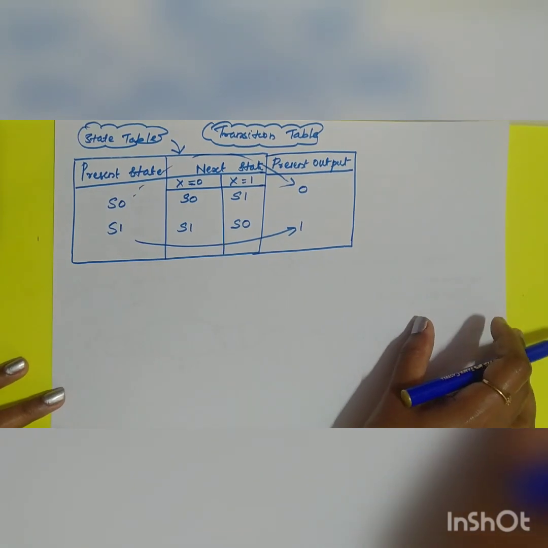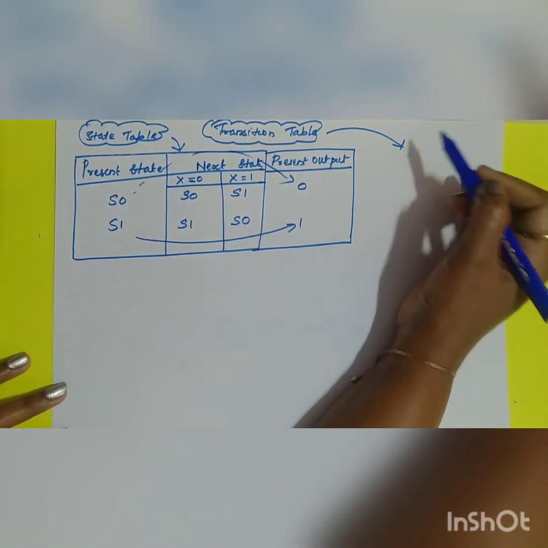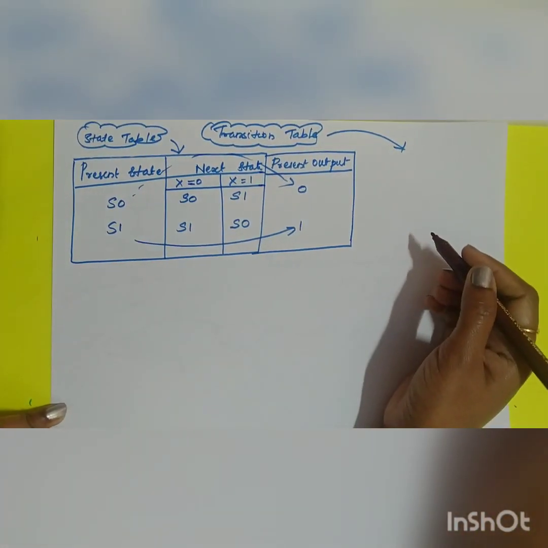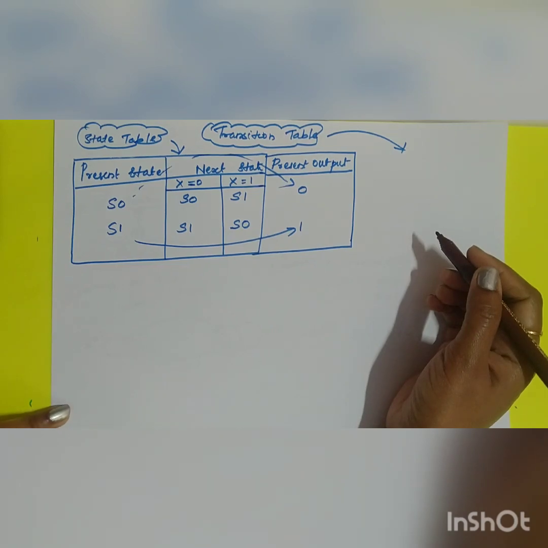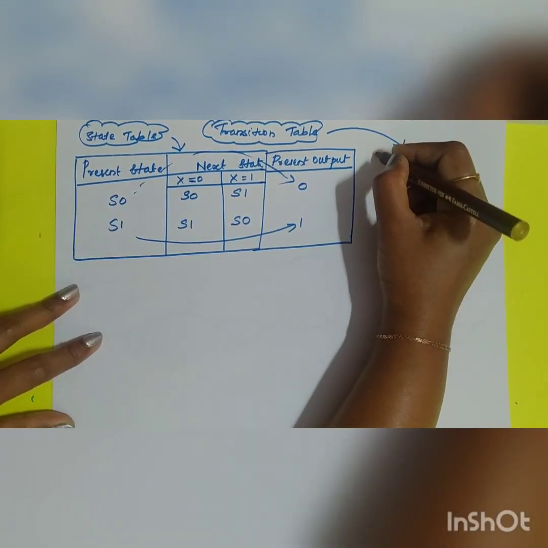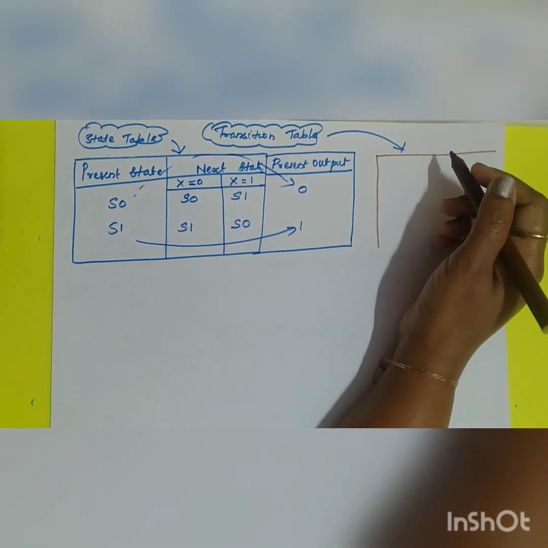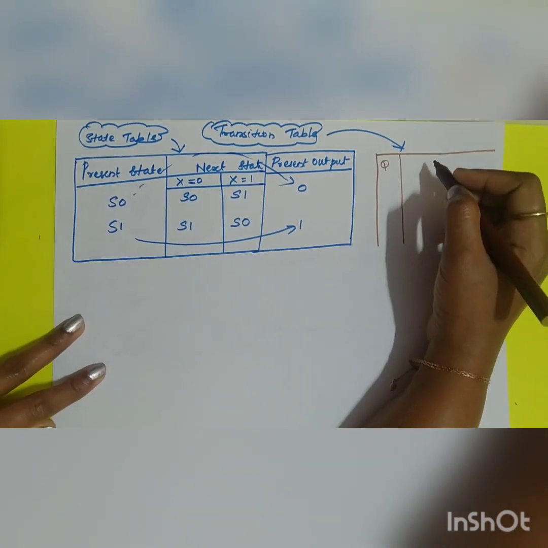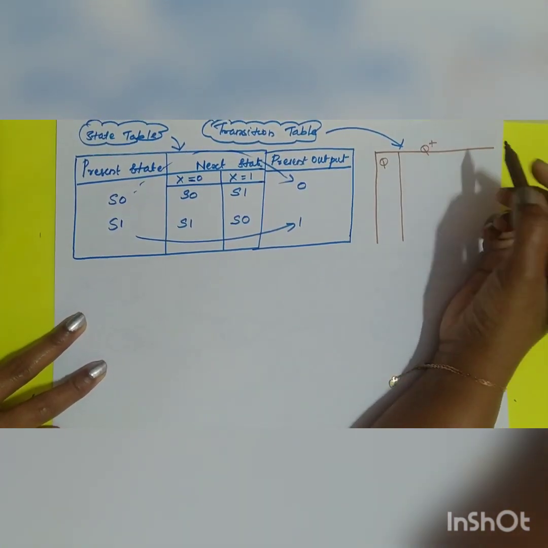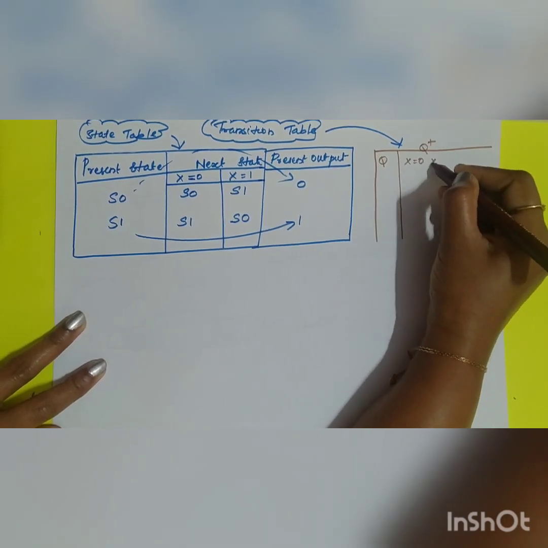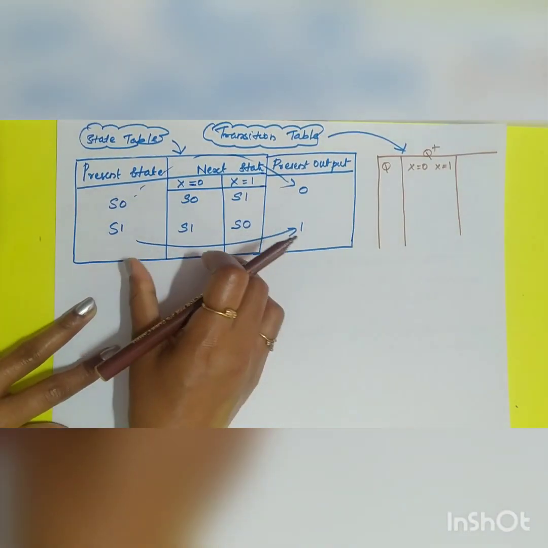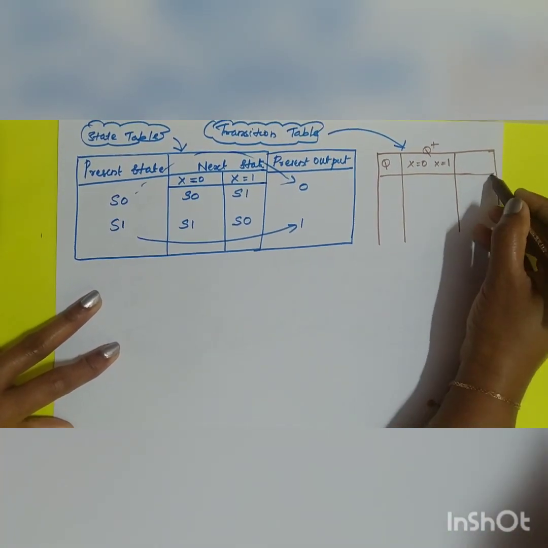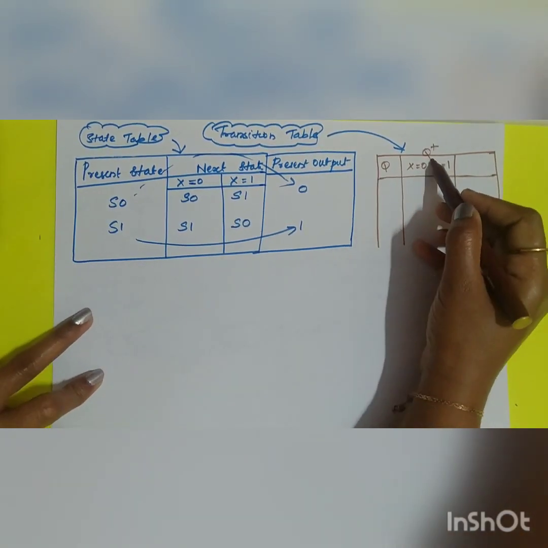Now what about your transition table? Let me take another color. The transition table gives the next state of the flip-flop as a function of its present state and the circuit inputs. So what table components do you have? One will be your present state. Depending on your present state, this will be your next state, Q plus, depending on your input x equal to 0 and x equal to 1. The same two columns from the previous state table you are going to write here.